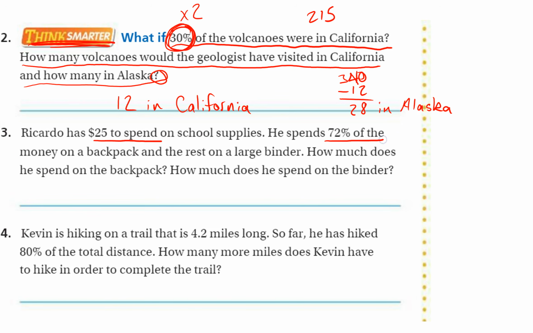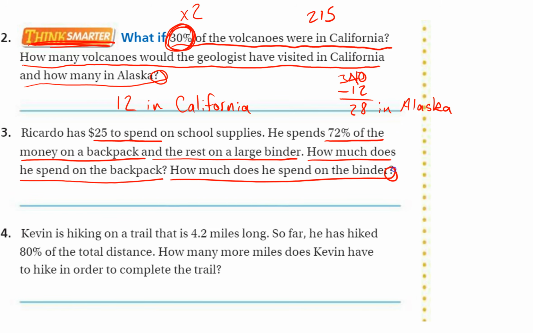He spends 72% of the money on a backpack and the rest on a large binder. How much does he spend on the backpack? How much does he spend on the binder? All right, if we're making a bar graph, the whole thing would be $25. That would be our 100%.